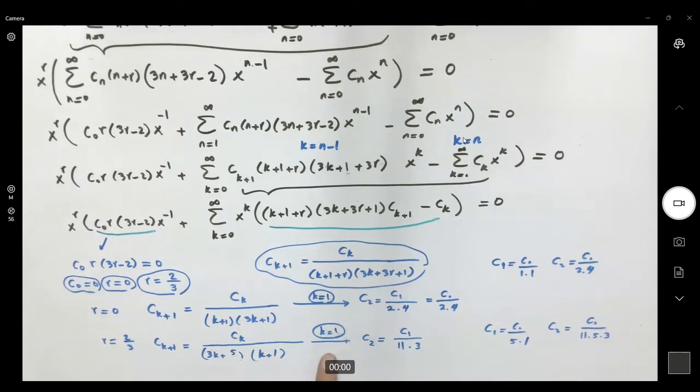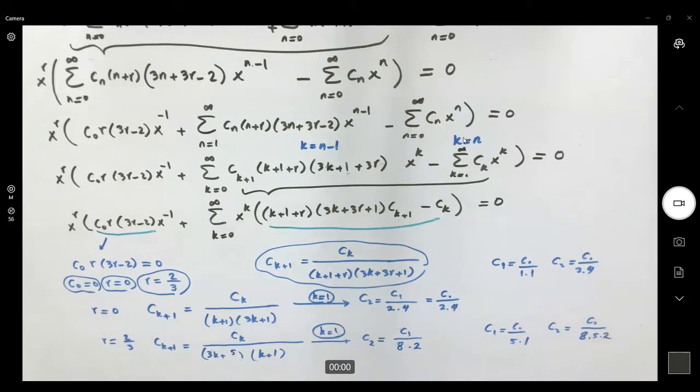Oh, k is 1, am I right? Yeah, k is 1, it becomes 8. Okay. Plug in 2 here, 8. Okay. Very good. 8 times 9. And this is going to be 2, not 3. Okay, let's fix everything. Cool. So we continue this process.